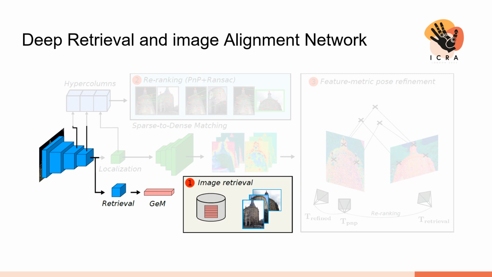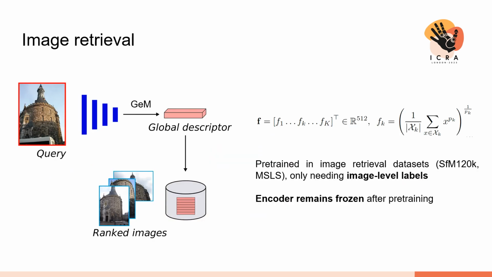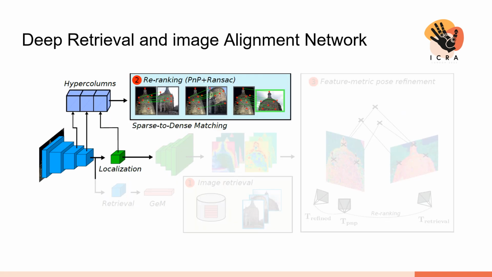DRAN uses an image retrieval pre-trained encoder, able to obtain a compact global descriptor for the image retrieval stage. We use GeM as our global descriptor, which is pre-trained on common image retrieval datasets and requires only image-level labels. The encoder remains frozen, as we do not want to interfere with its retrieval capabilities. Once we have a list of candidates, we continue to the ranking step. DRAN builds hypercolumns from the encoder and the localization head, being able to perform a sparse to dense matching, which re-ranks the list of candidates and gives an initial pose.